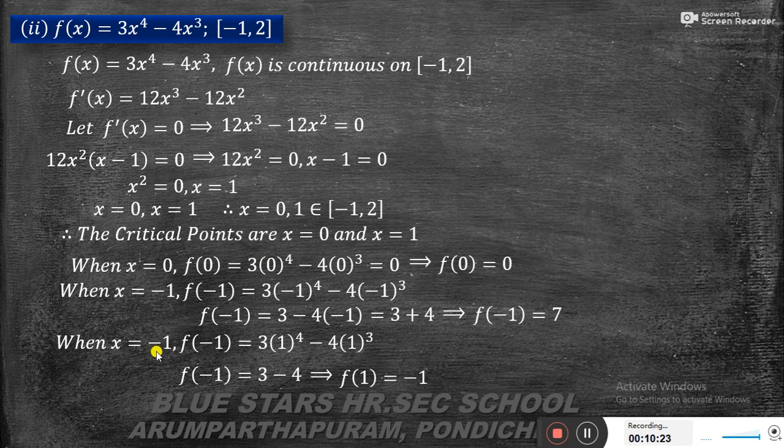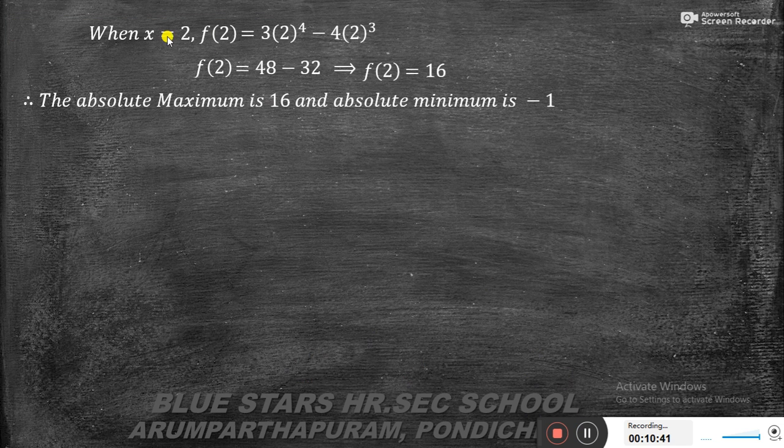Next x equal to 1, here I substitute plus 1. So f of 1 equal to 3 into 1 power 4 minus 4 into 1 power 3, so 3 minus 4 equals minus 1. Next x equal to 2, I substitute x equal to 2. X equal to 2 means f of 2.